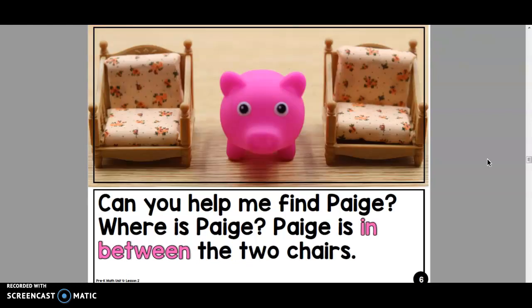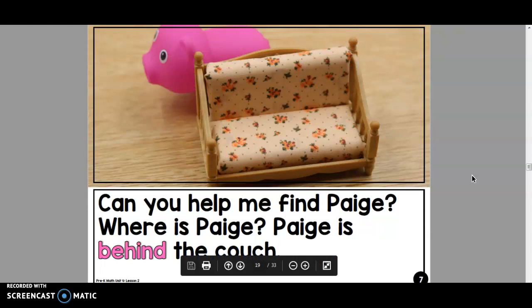Can you help me find Paige? Where is Paige? Paige is in between the two chairs. See? Here are the chairs, and Paige is in between. In between means kind of like in the middle. Can you help me find Paige? Where is Paige? Paige is behind the couch. See, the couch is right here and she's behind it.